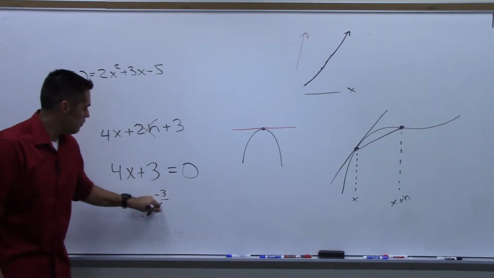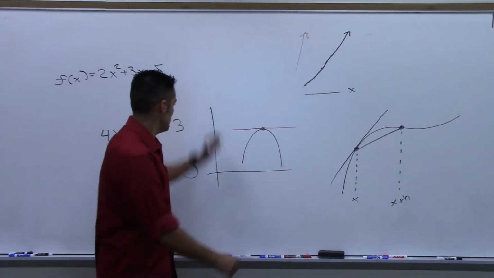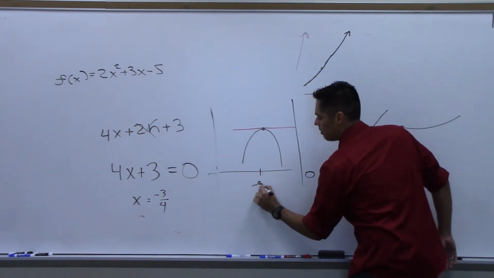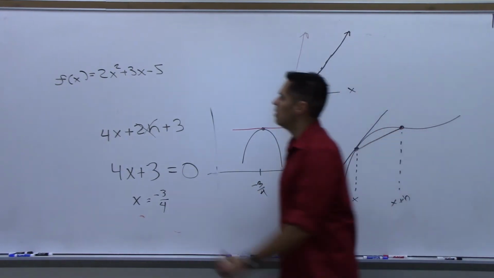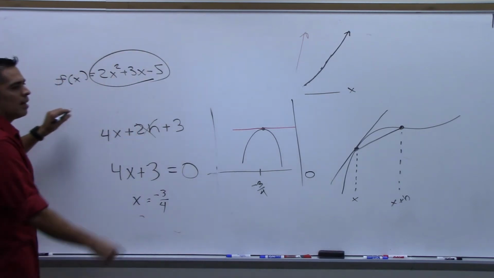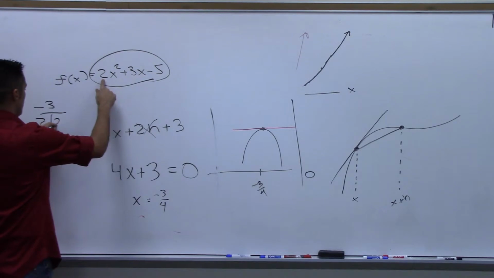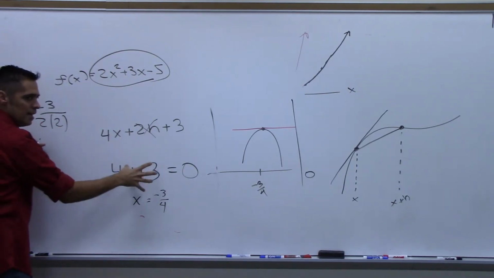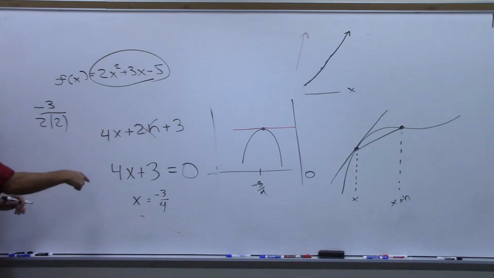Negative 3/4, right? So if I go out to my graph, and oh, that's the wrong side, the y-axis is over here. If this is 0, I go out this way, negative 3/4, that's where it should happen. But watch. What's that special formula I gave you? Negative b over 2a, which is negative 3/4. This is where it actually comes from. This formula comes from this idea, and you can do it for all quadratics.